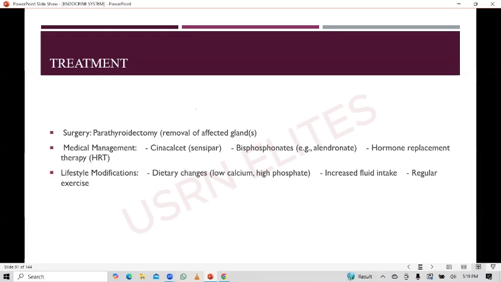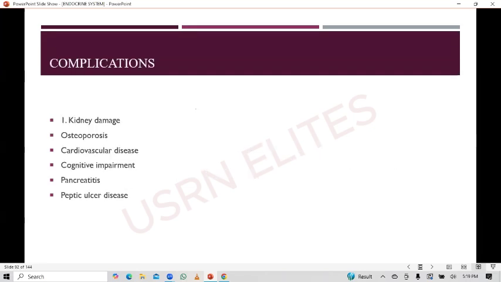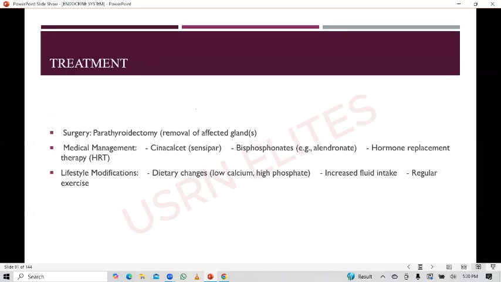So regular exercise can also help the absorption of calcium and maintain normal calcium levels. Okay, very good. Then I have some questions to ask over here. So first question is on alendronate.